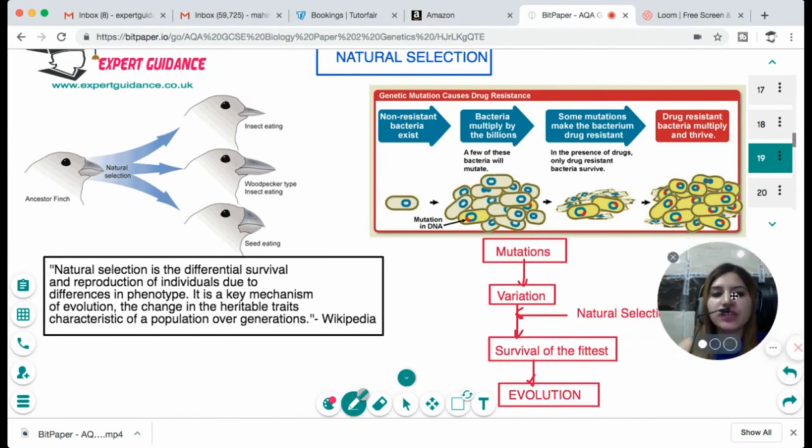Now, since we know there is variation, there is something called natural selection. According to Wikipedia, natural selection is the differential survival and reproduction of individuals due to differences in phenotype. It is a key mechanism of evolution, the change in the heritable trait characteristics of a population over generations. Now, what does that mean?